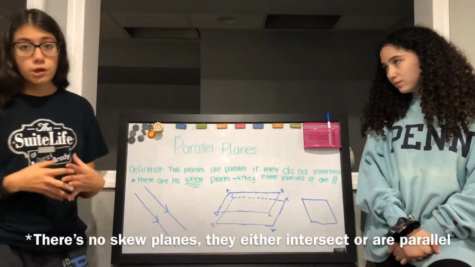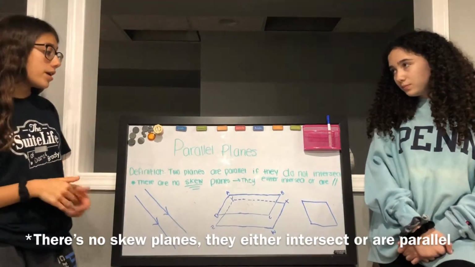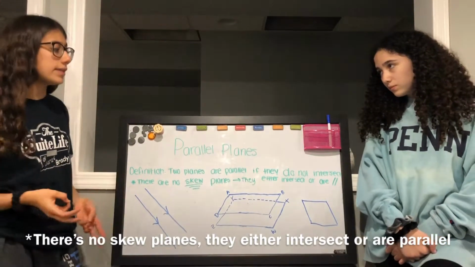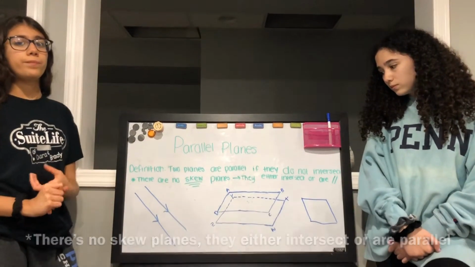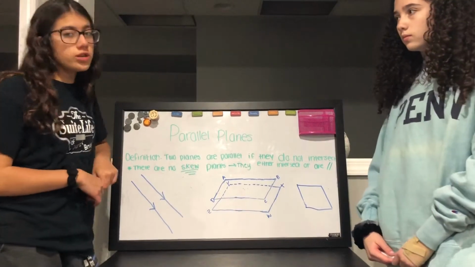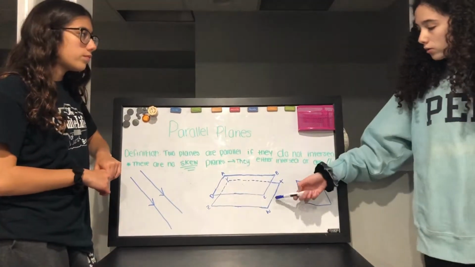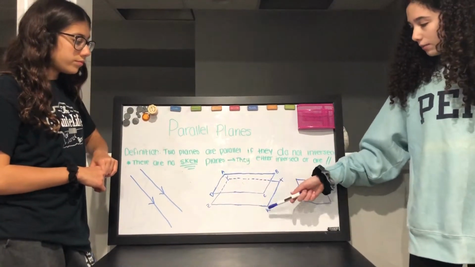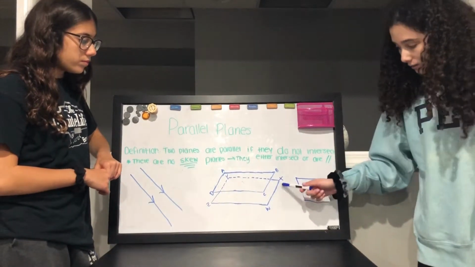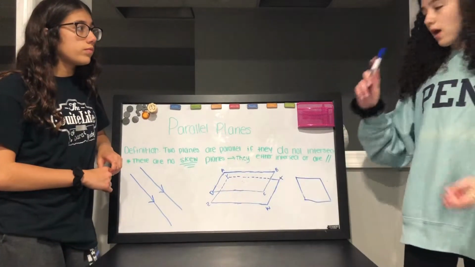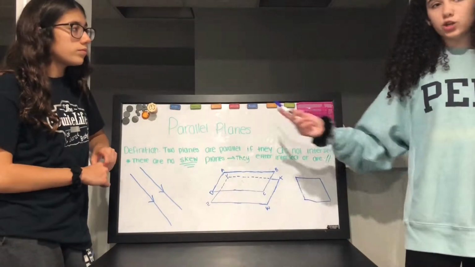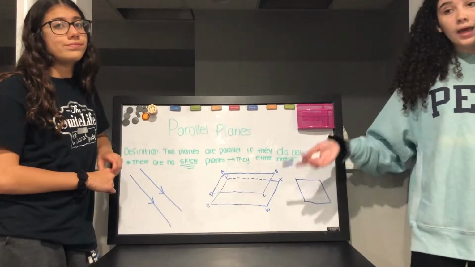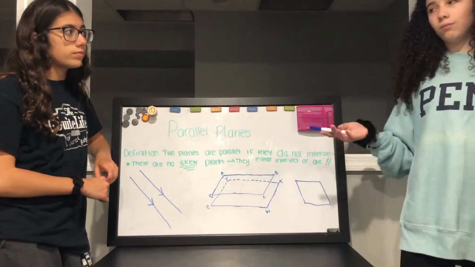2 lines are skew if they're not coplanar. However, there are no skew planes. They either intersect or are parallel. Here's something you shouldn't assume. Although these lines may look parallel, for example CB and WX, they are actually not parallel because the lines are skew, meaning they're not on the same plane. And lines can only be parallel if they're on the same plane.